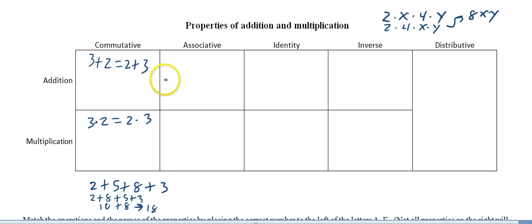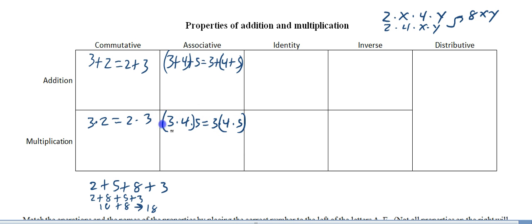All right, associative. It's very similar, but there's no moving. So if you have 3 plus 4 plus 5, it's the same as 3 plus 4 plus 5. You don't move stuff. What you do is you associate them. And it works the same for multiplication. You just associate them.